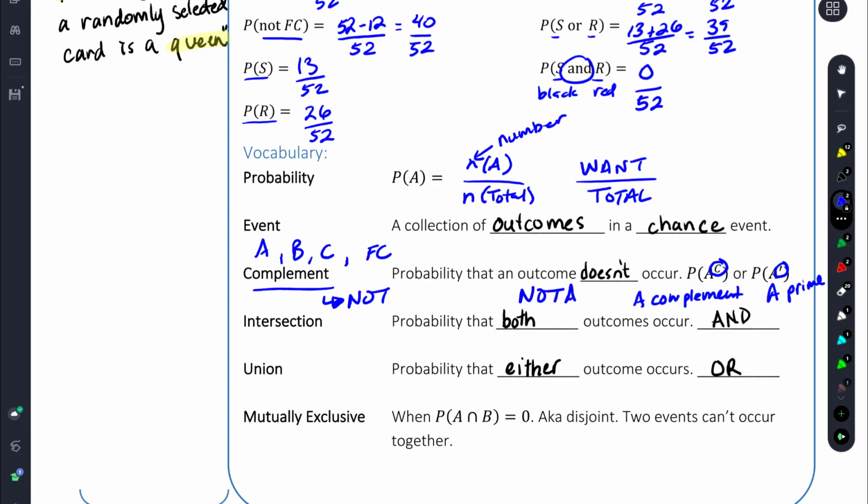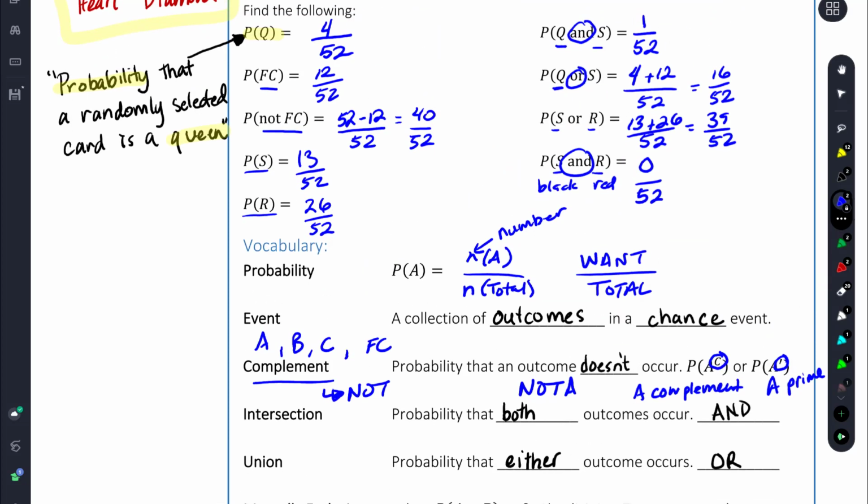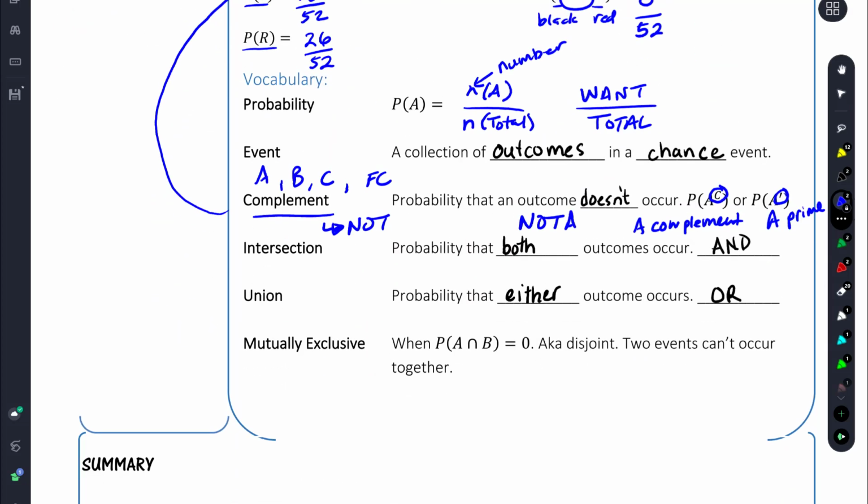And so we go back up to our original examples, and we can see that we did indeed have a complement, and that was when we were looking right here at not FC. We knew the probability of there being a face card, so we wanted to see the complement of that with the probability of being not a face card. Now, two other things you guys will probably remember from geometry and from even elementary school looking at Venn diagrams. We look at the intersection. That's the probability that both outcomes occur.